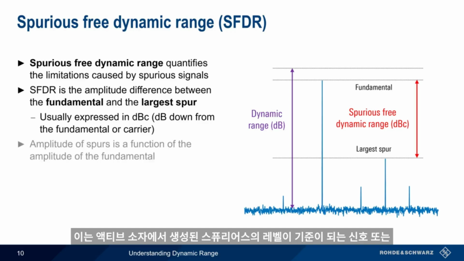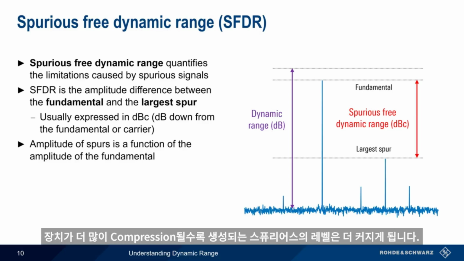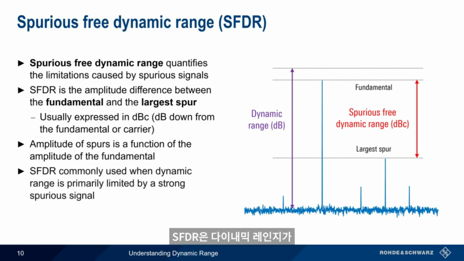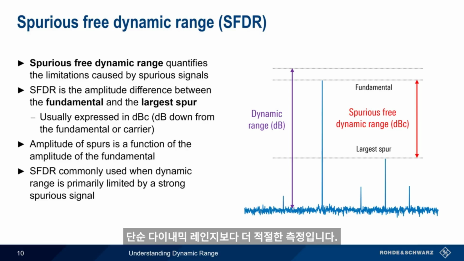This makes sense because the amplitude of the spurious products produced by an active device is a function of the amplitude of the fundamental or input signal. The further a device is pushed into compression, the greater the amplitude of the spurious products it produces. Spurious free dynamic range is a more appropriate measurement than simple dynamic range when dynamic range is primarily limited by strong spurious signals, rather than being limited by noise or compression.